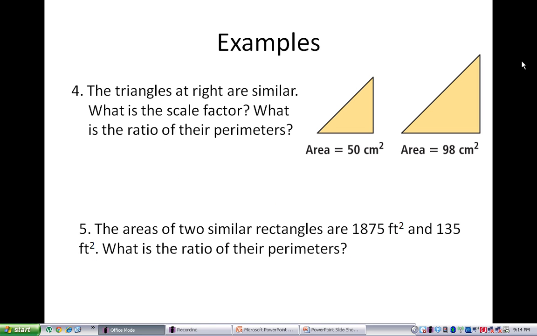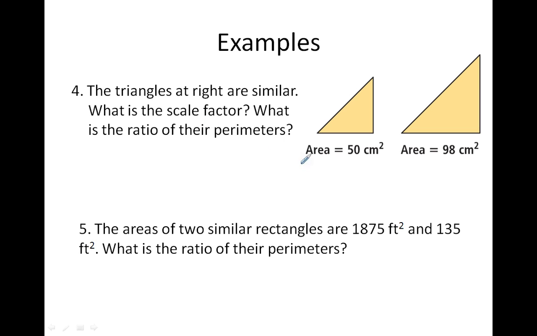In example 4, problem 4, we have two triangles that are similar. We want to find the scale factor and the ratio of their perimeters, and we're given the area. So let's write the scale factor for the area. So we have 50 to 98. Well, that will reduce because 2 goes into both of those. We have 25 over 49.